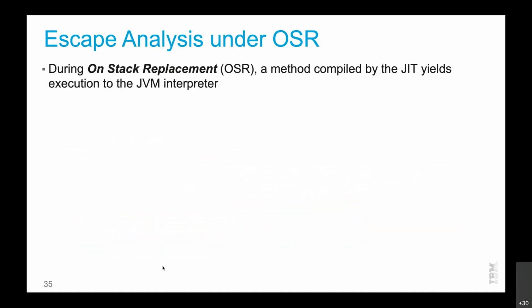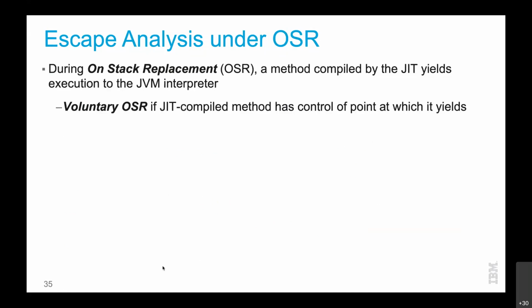Something similar occurs with escape analysis under OSR, on-stack replacement. In on-stack replacement, a method that's compiled by the JIT ends up yielding execution to the JVM interpreter. There are two different flavors of OSR. There's voluntary OSR, which occurs if a JIT compiled method has control over the point at which it yields control. And that happens through what's called an OSR induce block in the JIT compiled code.